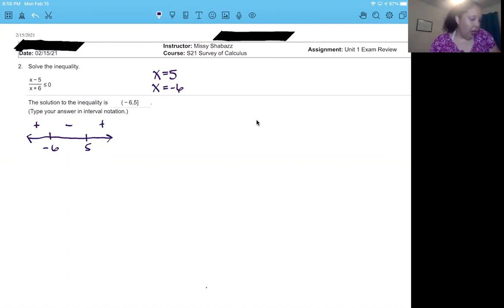All right, now, we want to see where it's less than or equal to 0. So we want this interval here where it's negative. Now, the question says less than or equal to, so I can equal 5, because if I equal 5, then it will equal exactly 0. If I equaled -6, though, that would make the denominator 0, which would make it undefined. So that's going to be an open circle. So the solution is going to be from -6 to 5, including 5.